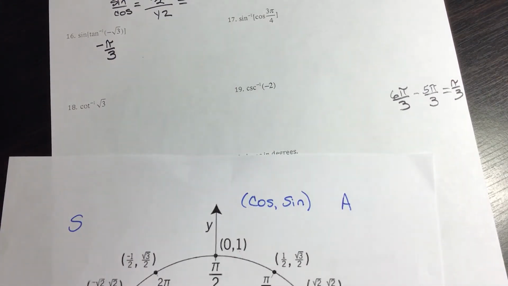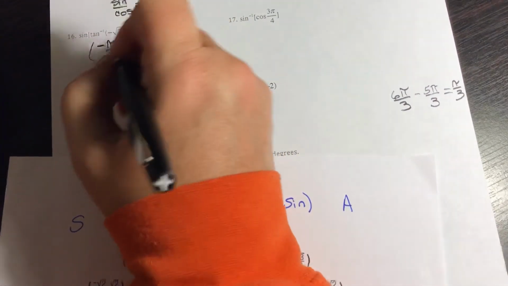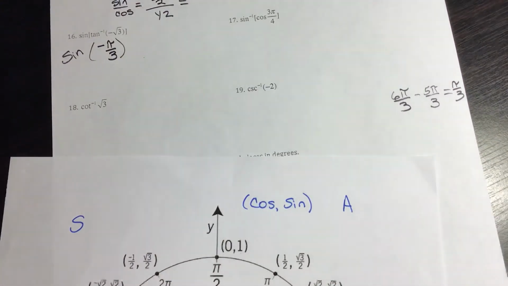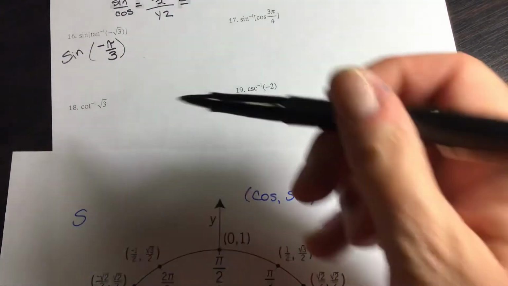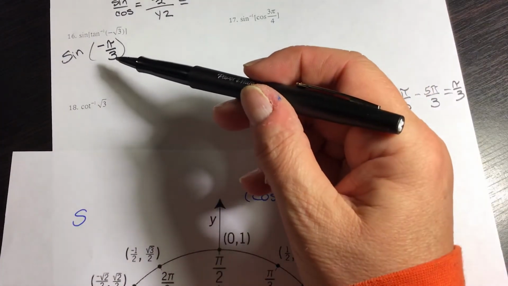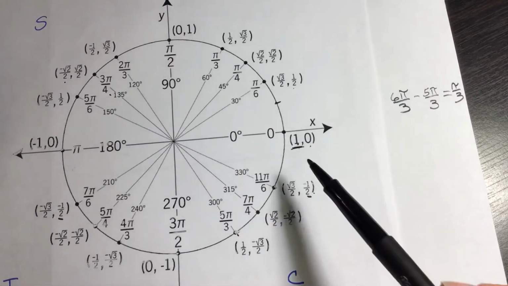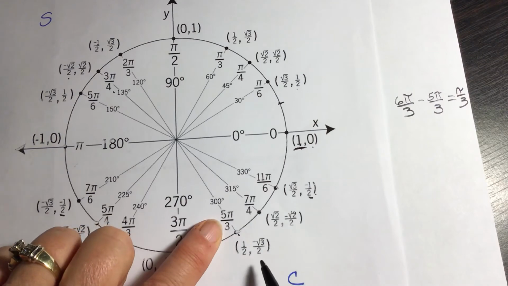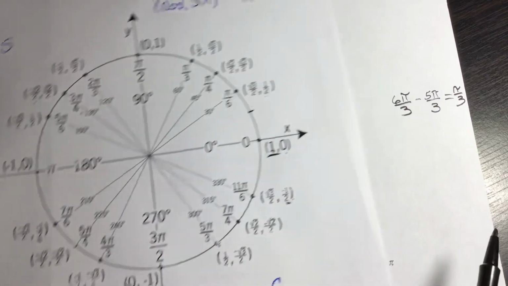And I'm just double checking my work here. Now I want the sine of that angle. The sine of this angle, going back to negative pi over 3, is negative square root of 3 over 2.